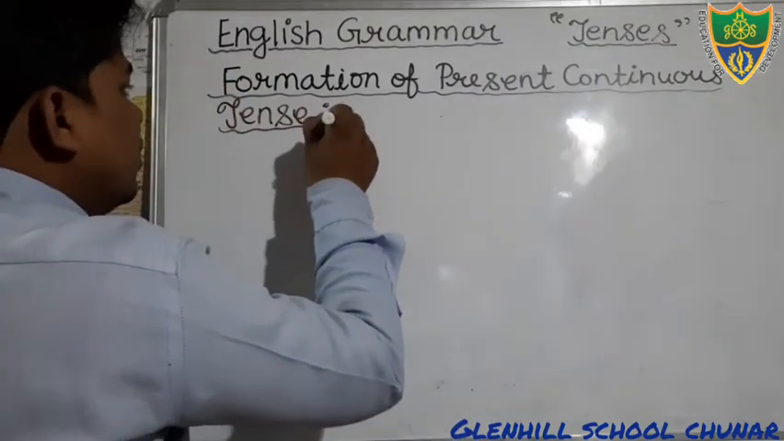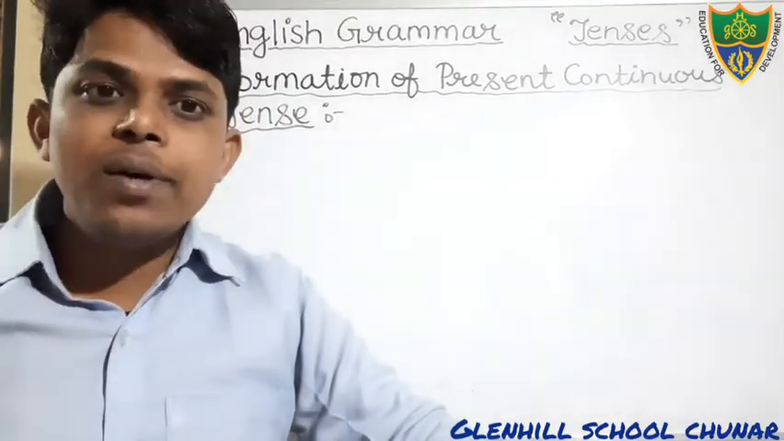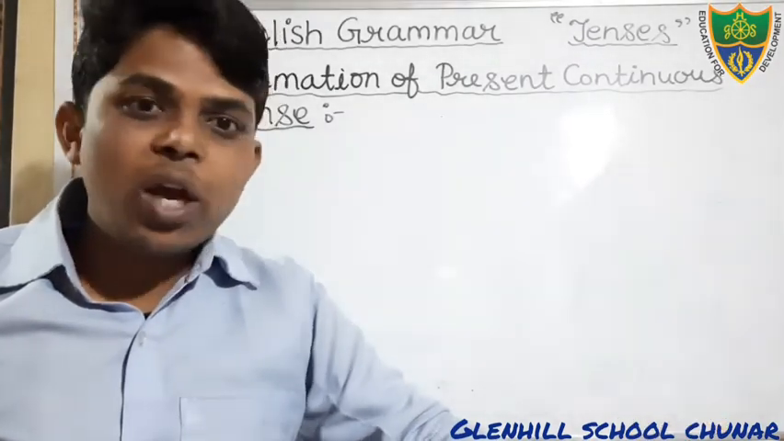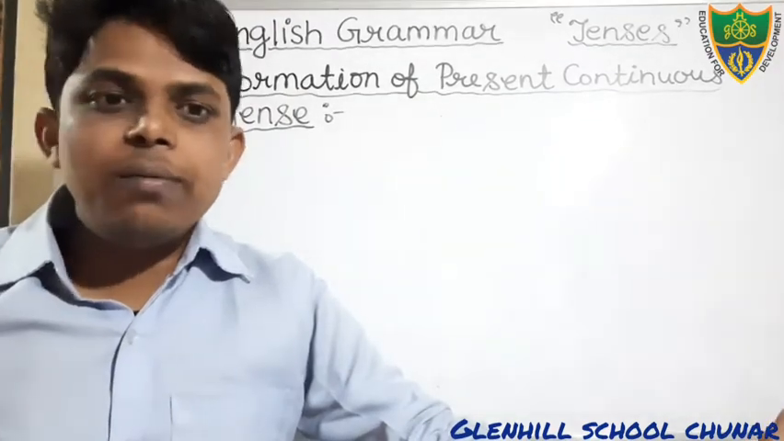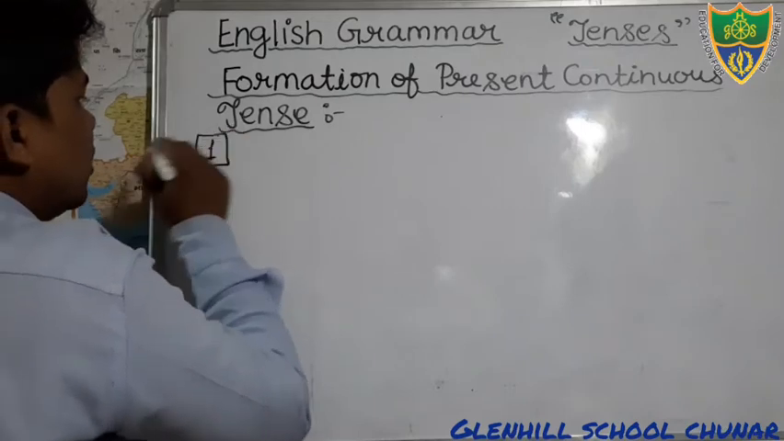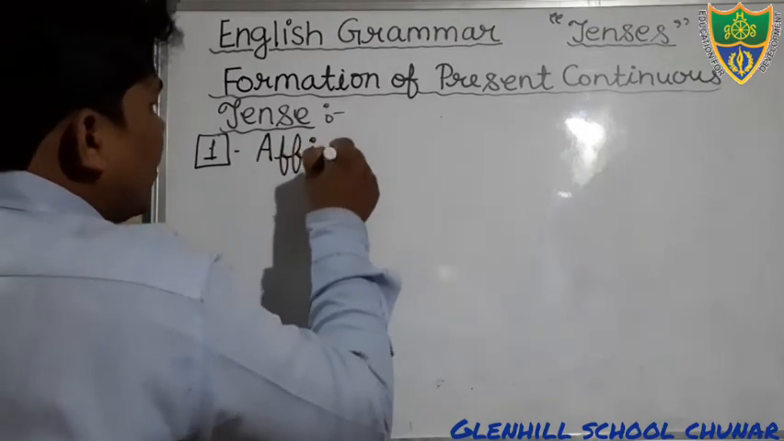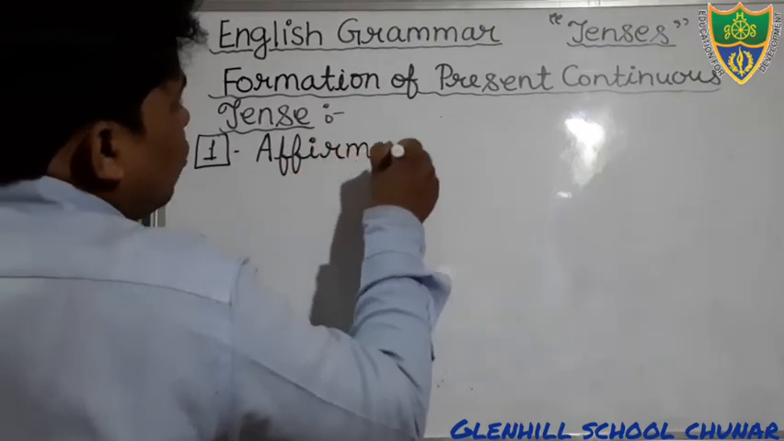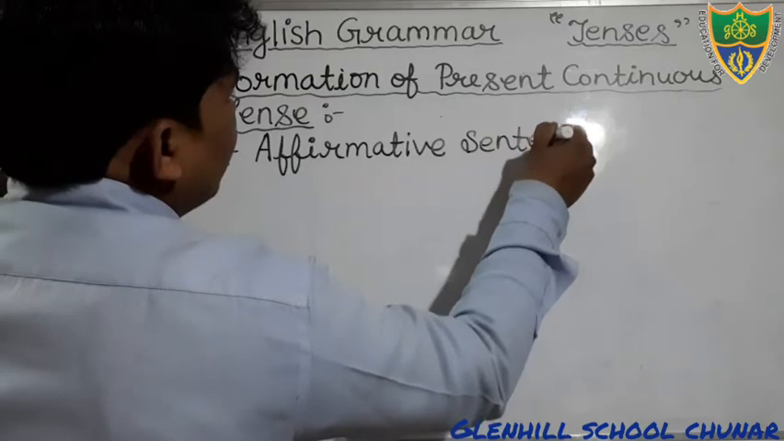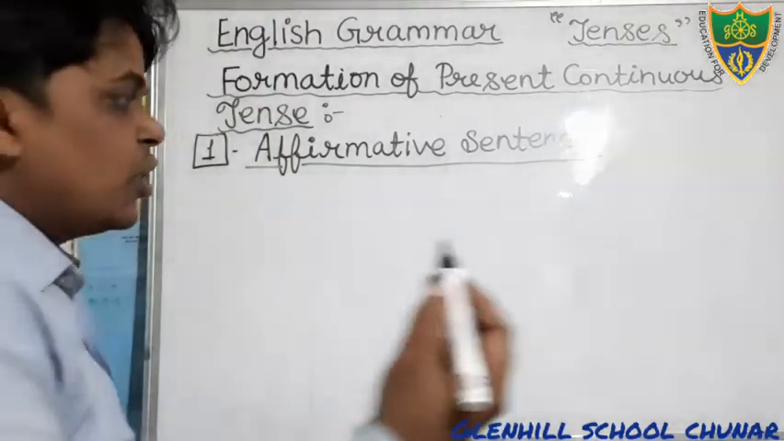Okay, dear students, in the previous class we have seen that there are three kinds of sentences we form in each tense: affirmative, negative and interrogative. In interrogative we construct two types of interrogative: yes/no type and WH type. So first of all we will discuss the first sentence, that is affirmative. Okay, just put the heading affirmative sentence. And now we will discuss the structure of it.